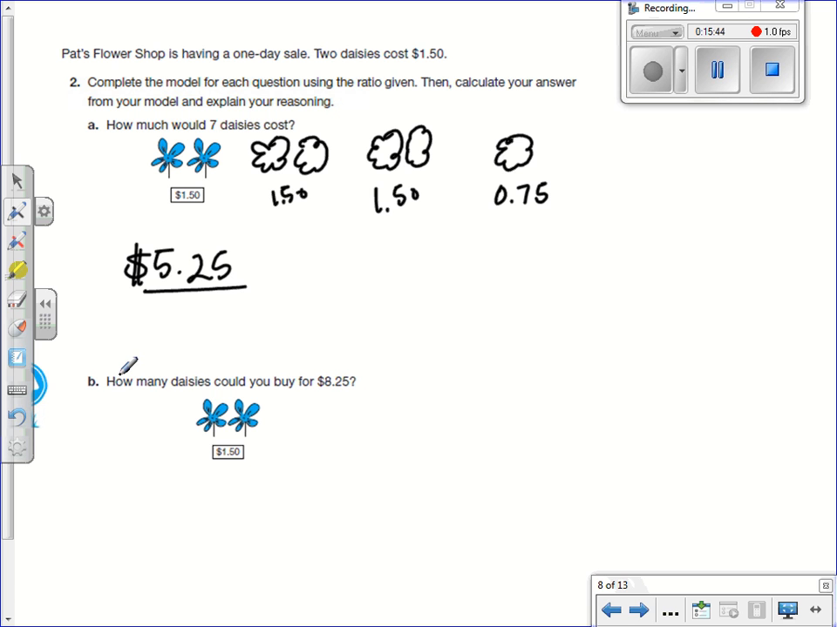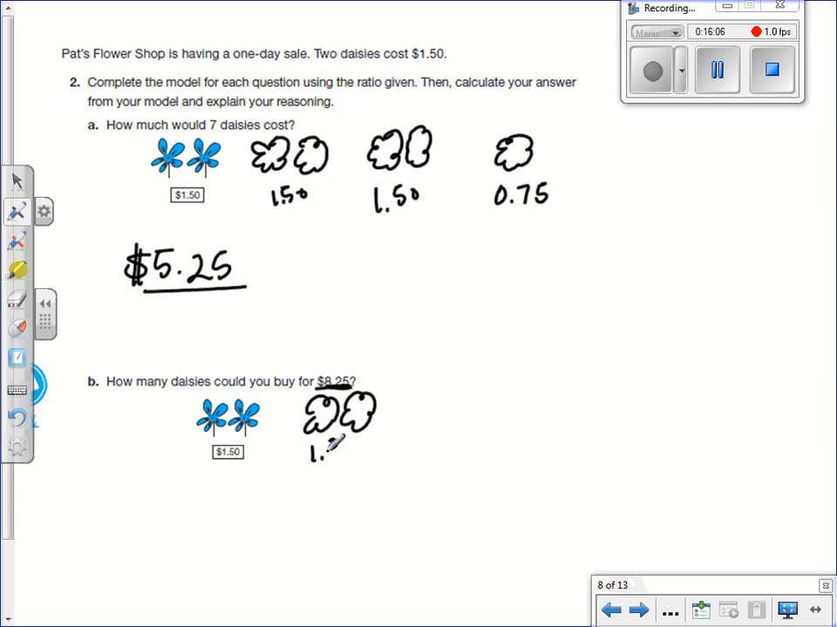So how many daisies could you buy for $8.25? I want you to extend out those flowers until you have what you need, and then calculate your cost. I am so sorry, I wrote that problem wrong. So in this case, you are saying you have this much money, how much can I buy? So you're going to draw out the flowers and you're going to add up as you go.